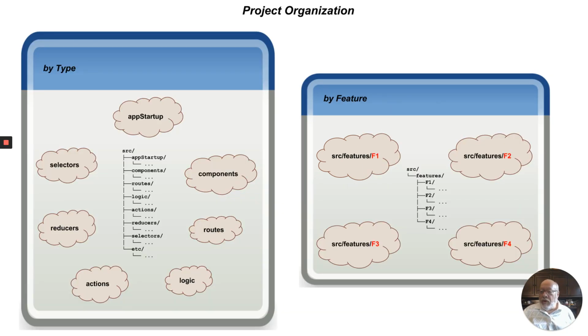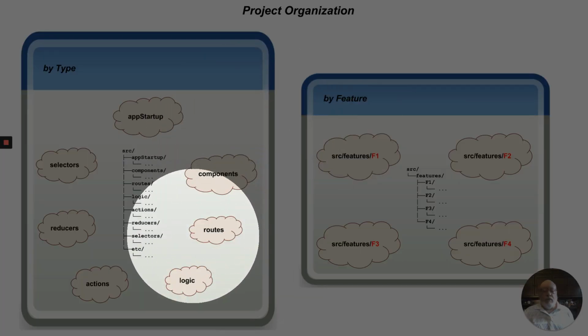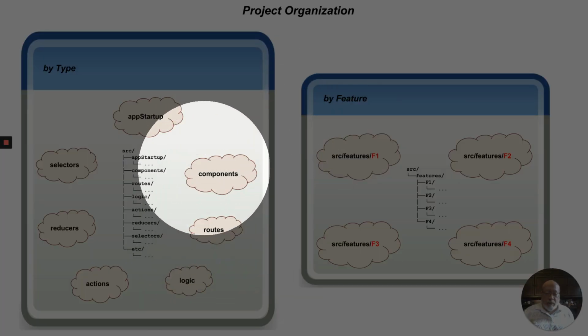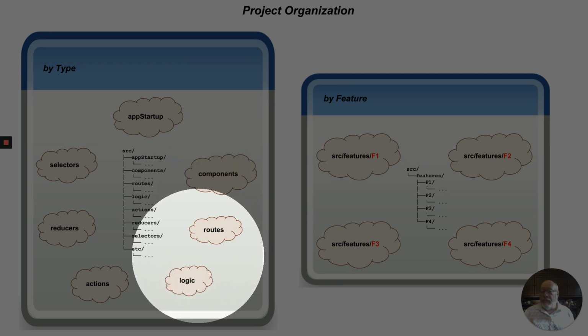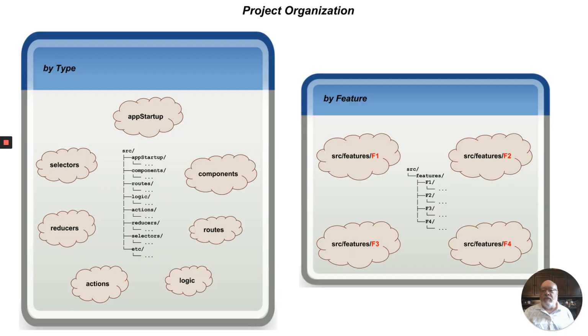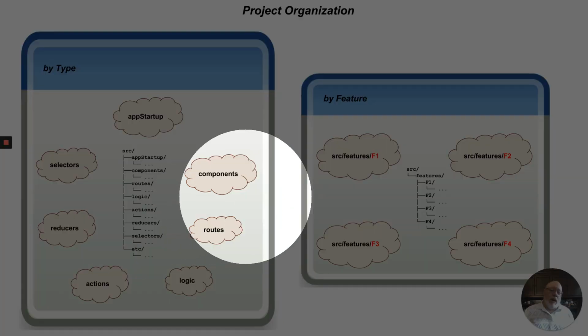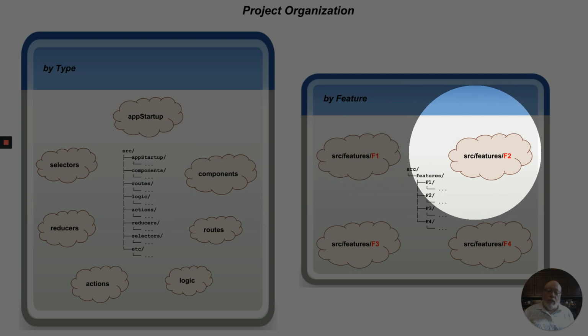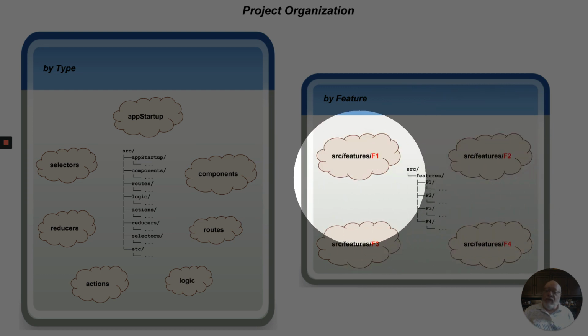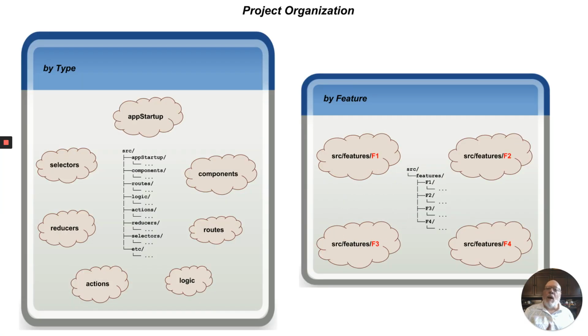So within the type organization, you're going to organize your code based on some type classification. It's not uncommon to find directories that contain all of your UI components, your routes, your business logic, state management, etc. Now, on the feature-based side, it's going to be organized by features or requirements. Within a given feature directory, you're going to find all the modules that implement that feature regardless of their type.